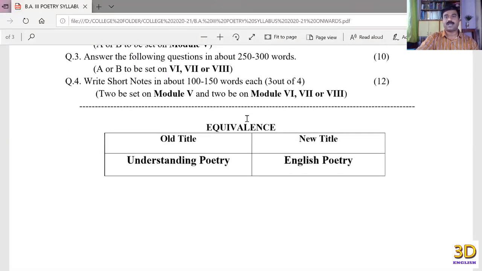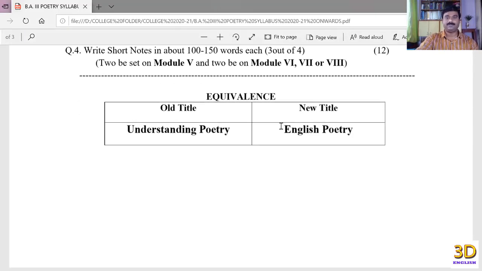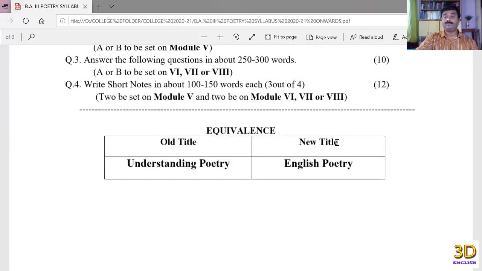Last but not the least, actually we had to start from here, but no problem. It will be very easy for us to keep in our memory that the older title of this paper, poetry, was Understanding Poetry, but the new title is English Poetry. It has been simplified for students to remember at the time of examination. Many people get confused when they are asked about the subject name and paper name. So the subject name will be English and the paper name will be English Poetry.